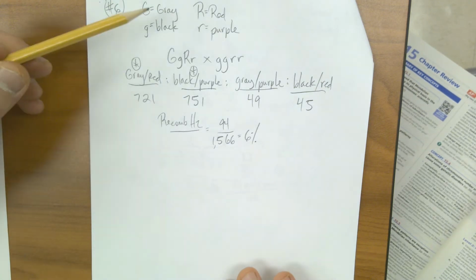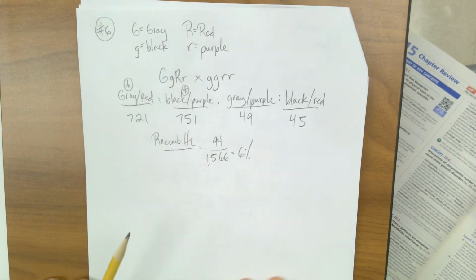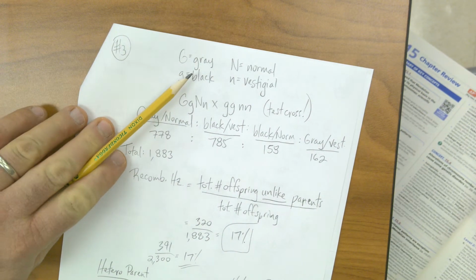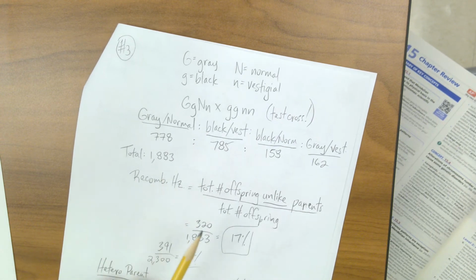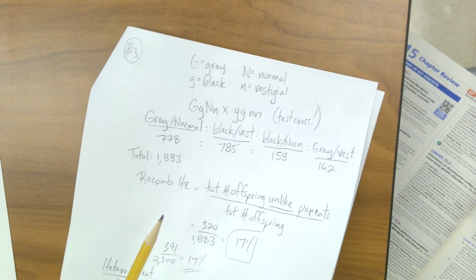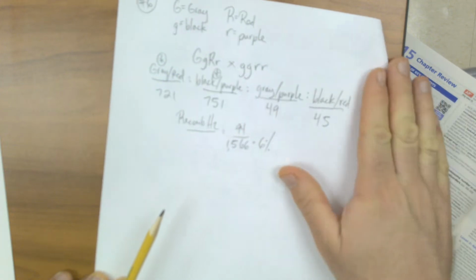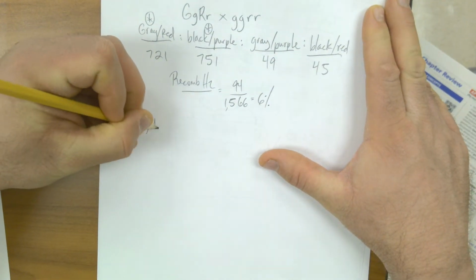So we have a recombination frequency for body color and eye color. If we flip back to number 3, we calculated a recombination frequency for body color and wing shape. What we don't have, so we have body and wing, we have body and eye. What we don't have is wing and eye, right? So let's look at the matings we can perform.